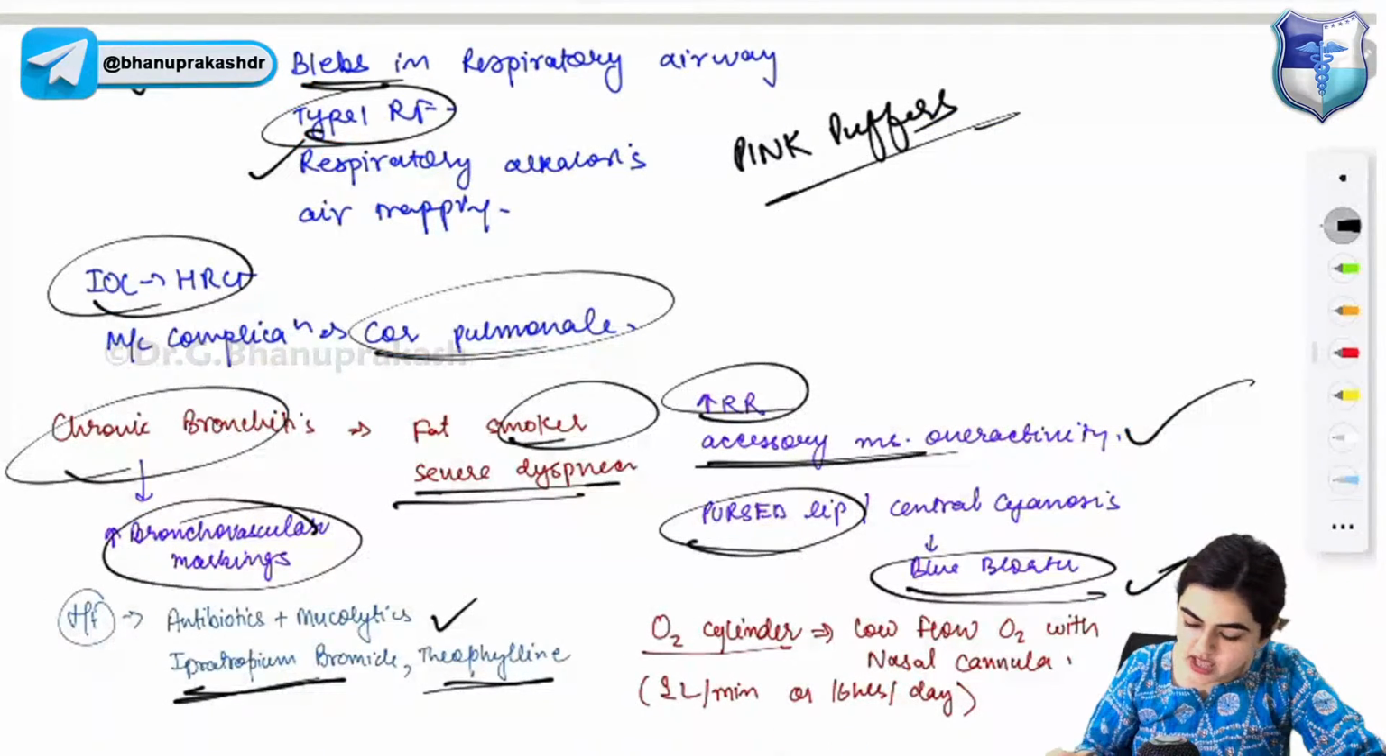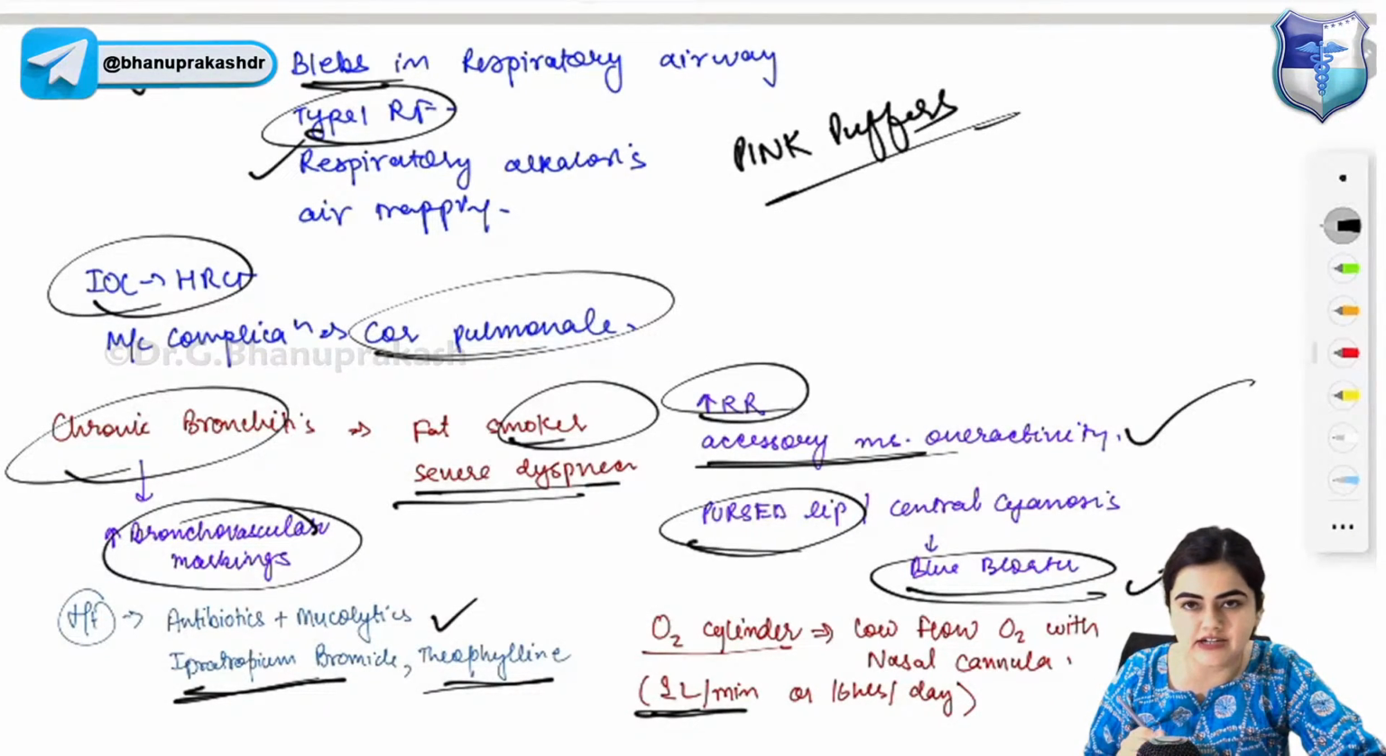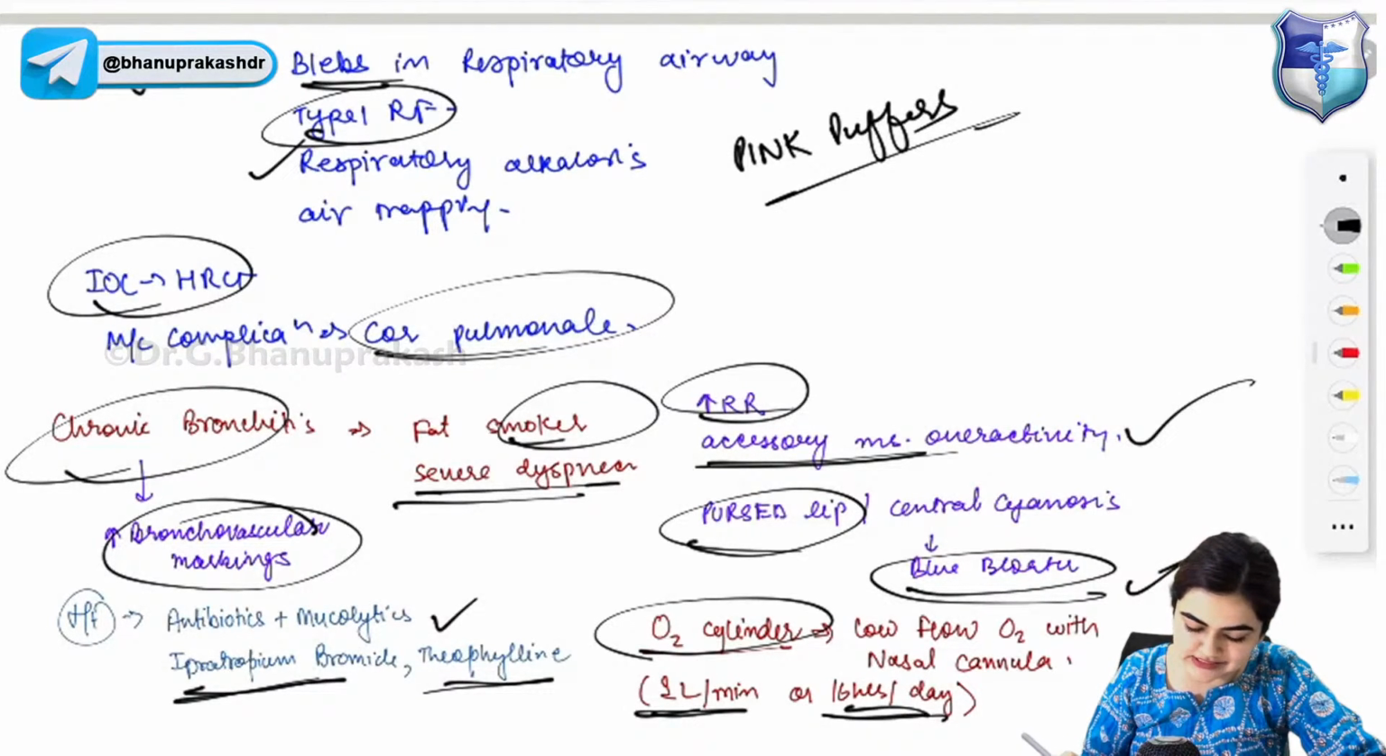This is the treatment, and we give low flow oxygen in case of chronic bronchitis with the help of a nasal cannula. This low flow oxygen is given at the rate of 1 liter per minute for 16 hours per day. This amount of oxygen is given in case of COPD.